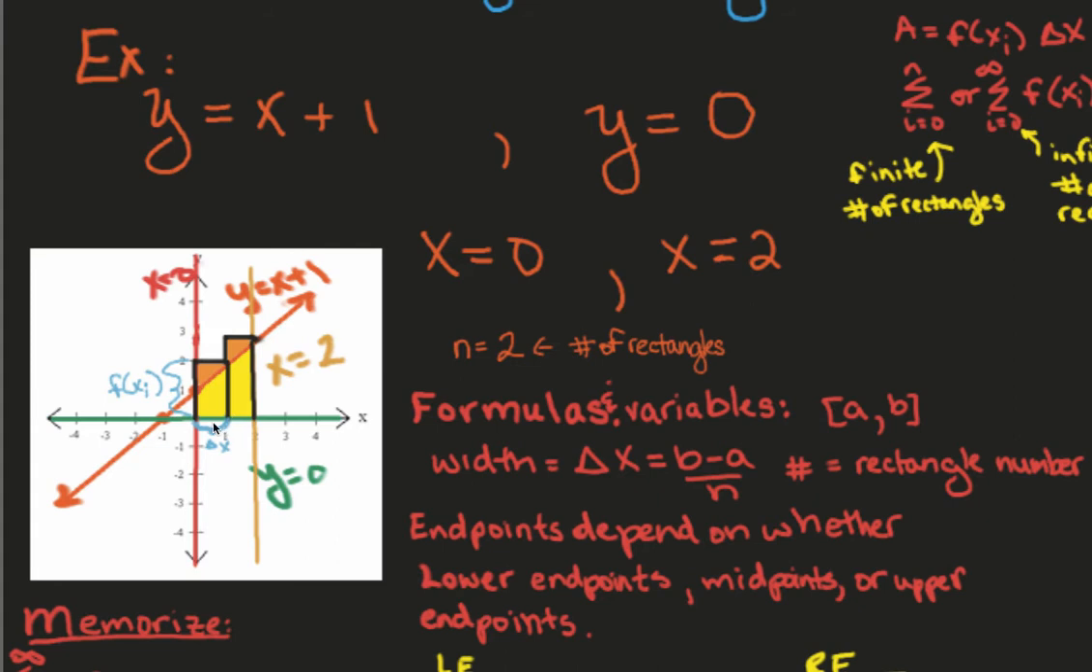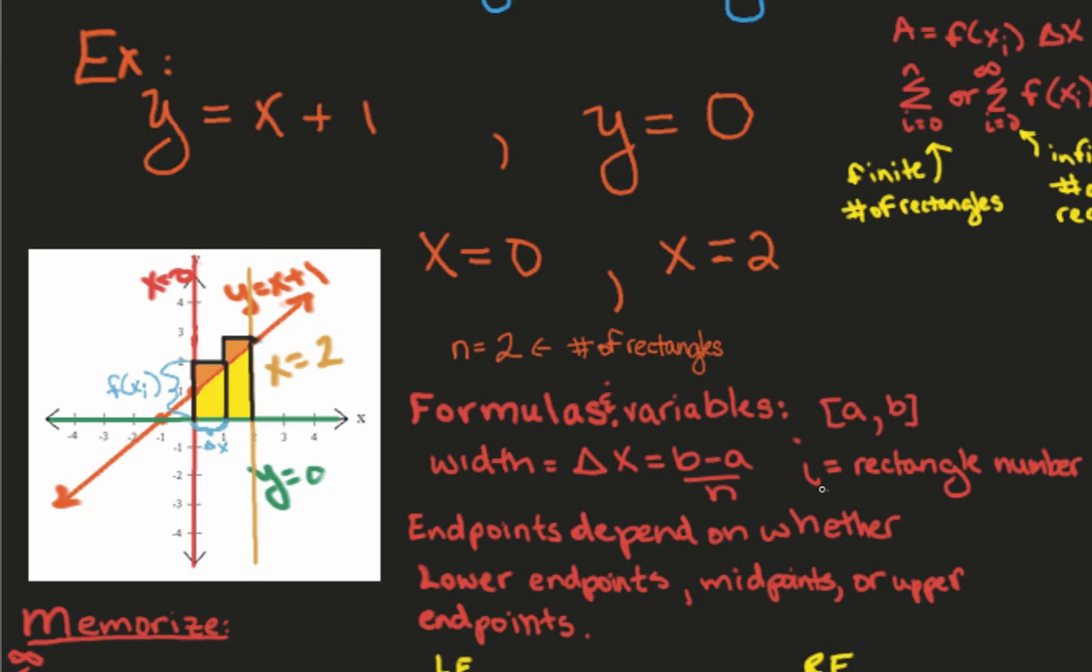Okay, the width of all the rectangles will be the same, and it'll be referred to as delta x. And it'll always have this formula right here. So it'll be b minus a over n, where n is the number of rectangles. If we're doing infinite number of rectangles, it'll stay n. If we're doing a finite number of rectangles, it'll be whatever that number of rectangles is.